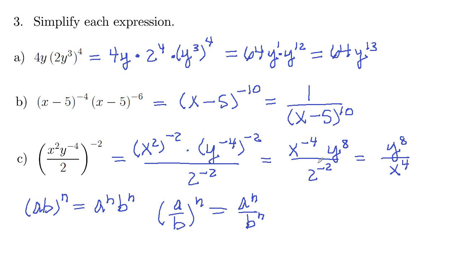And then 2 to the negative 2 in the denominator is going to be 2 to the positive 2 in the numerator, because you're dividing by 1 over 2 squared, basically. So this is going to be 4y to the 8th over x to the 4th. So generally when you have things that are multiplied or divided, when you move a factor from top to bottom or vice versa that has a negative exponent, you flip the exponent to positive.